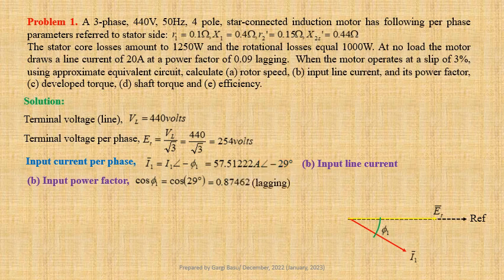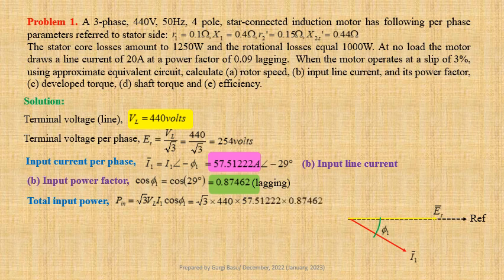For three-phase induction motor, total input power Pin equals root 3 times VL into I1 cos phi 1. Using values, we get root 3 into 440 into 57.51222 into 0.87462, which is approximately equal to 38,334.768 watt.